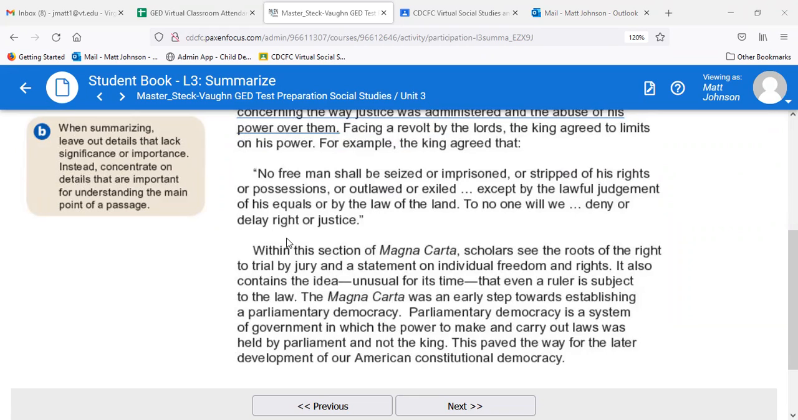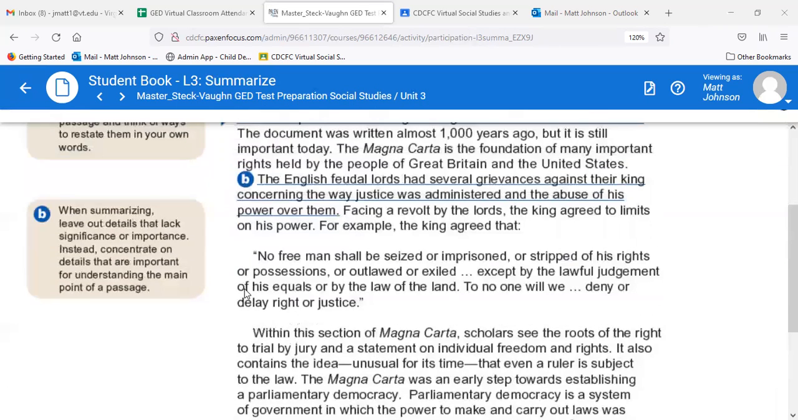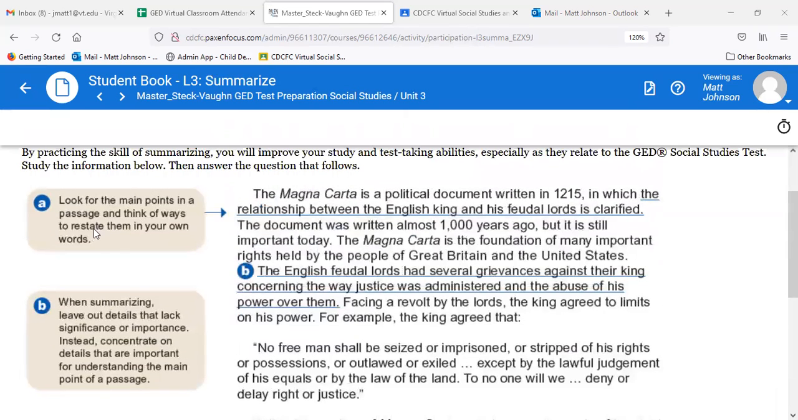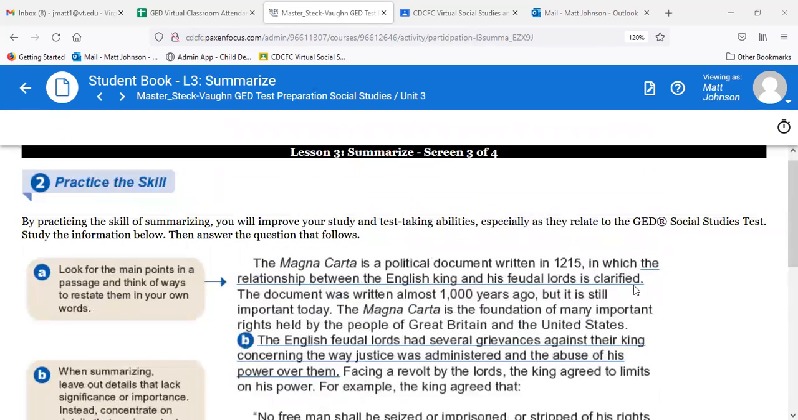It also contains the idea, unusual for its time, that even a ruler is subject to the law. The Magna Carta was an early step towards establishing a parliamentary democracy. Parliamentary democracy is a system of government in which the power to make and carry out laws was held by Parliament and not the king. This paved the way for the later development of our American constitutional democracy. And underlined here, it says the relationship between the English king and his feudal lords is clarified.